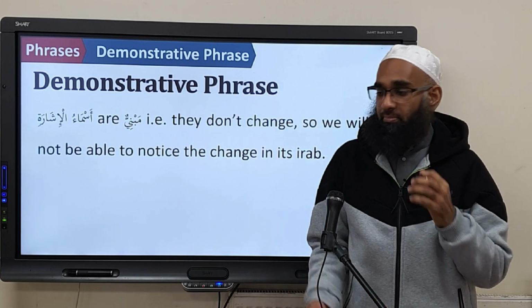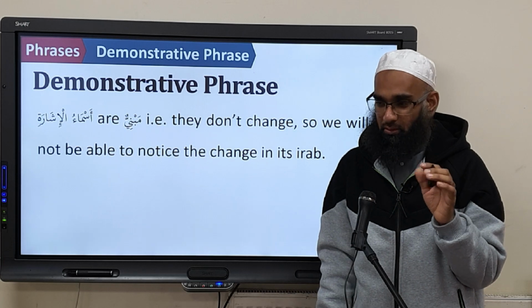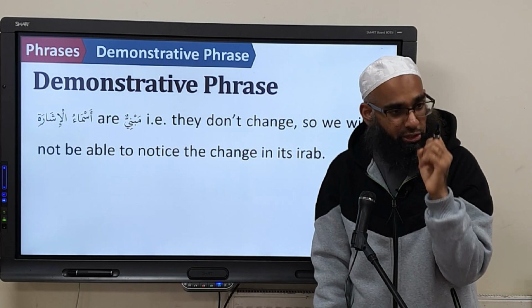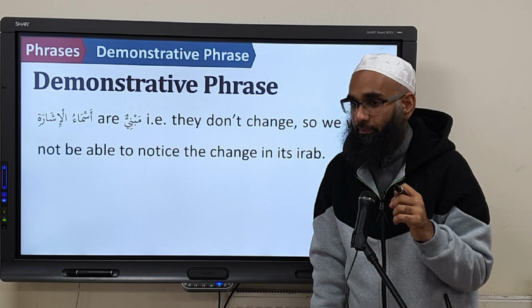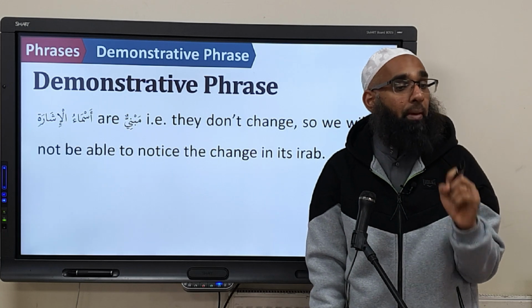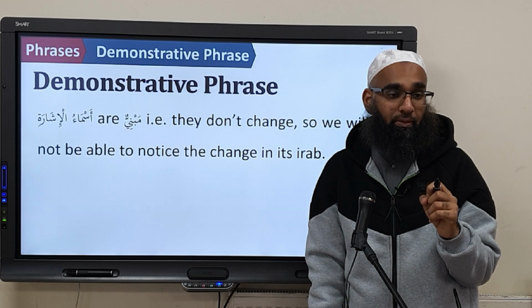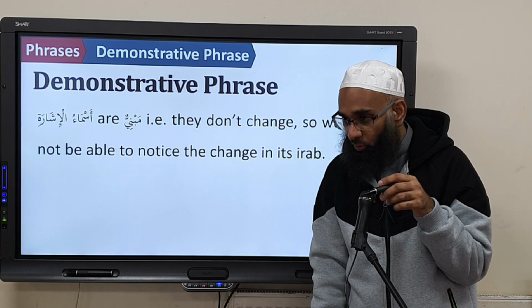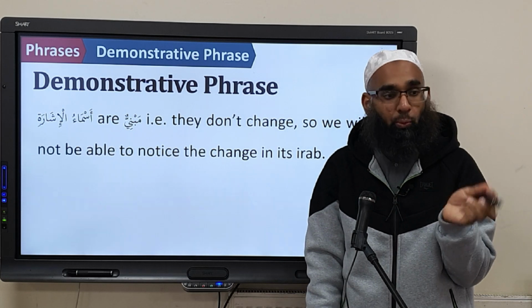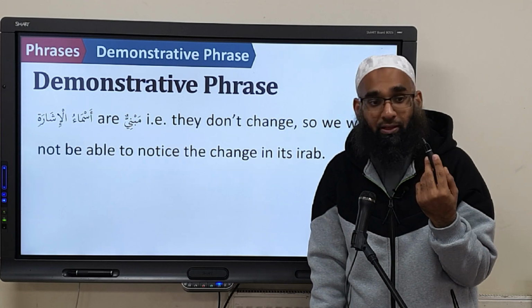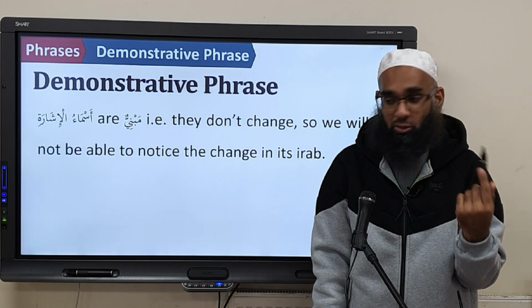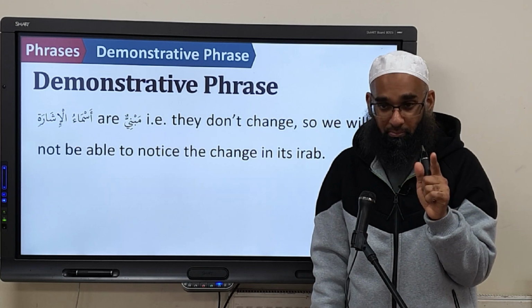Now, the asma'ul ishara, most of them, except the muthanna, but don't worry about that now. The asma'ul ishara are mabani. What does mabani mean? They don't change. So the asma'ul ishara will be marfu', they will be mansoob, and they will be majroor, but you can't see any change on them. Correct? So that's the first thing you have to remember.